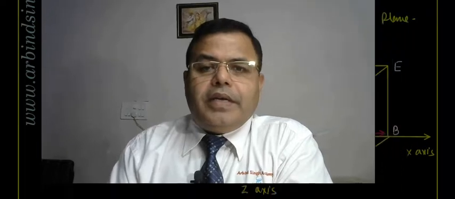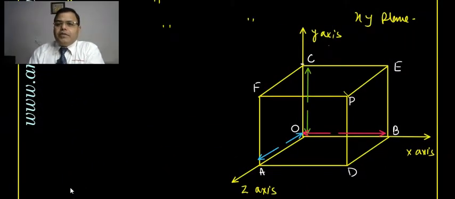Now it is not easy to visualize this, so let me draw another diagram, and on the basis of this you'll be able to understand it. I can draw this like a cube. P is a point here, and its coordinates are x, y, and z. X is the distance along the x axis, and y is the distance along the y axis. This distance is x.